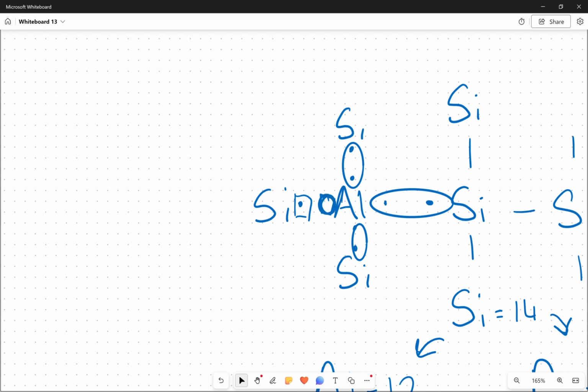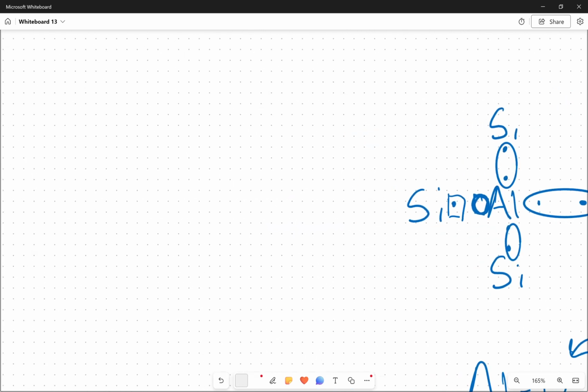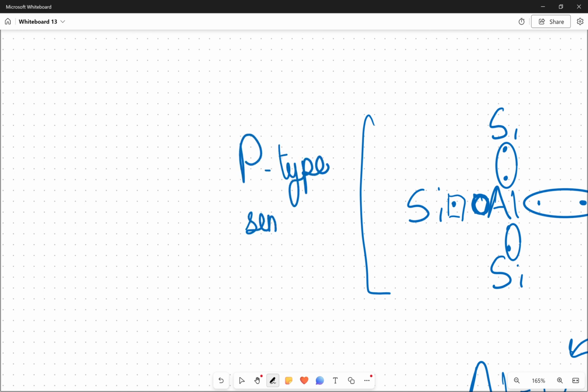That's what we call holes. Holes are basically the absence of electrons. And the absence of electrons creates a surplus positive charge. In this case, the electrons are the charge carriers, but it's these holes, these absences that are the carriers of positive charge. And this is why we call these p-type semiconductors.